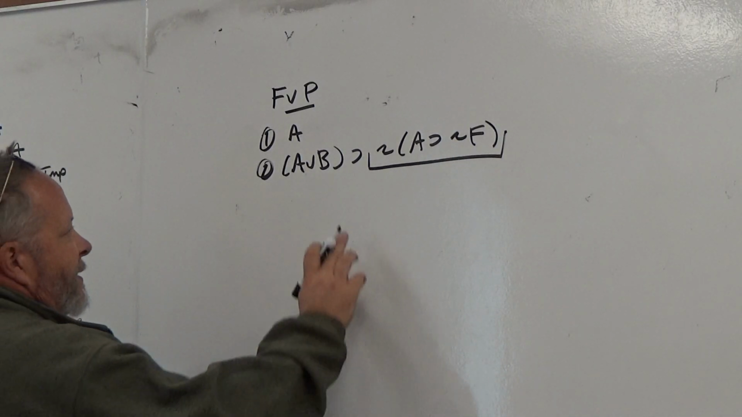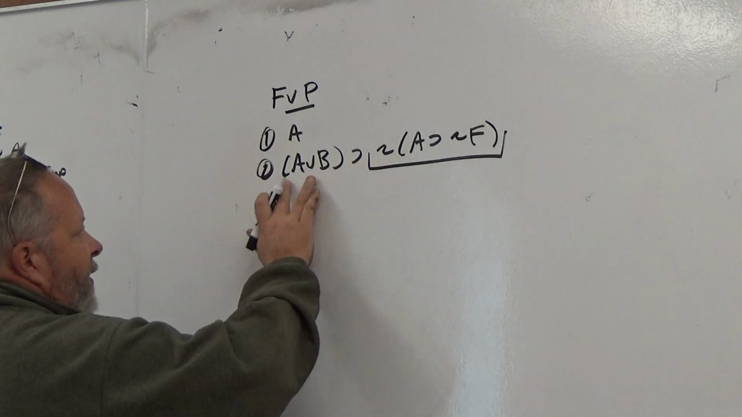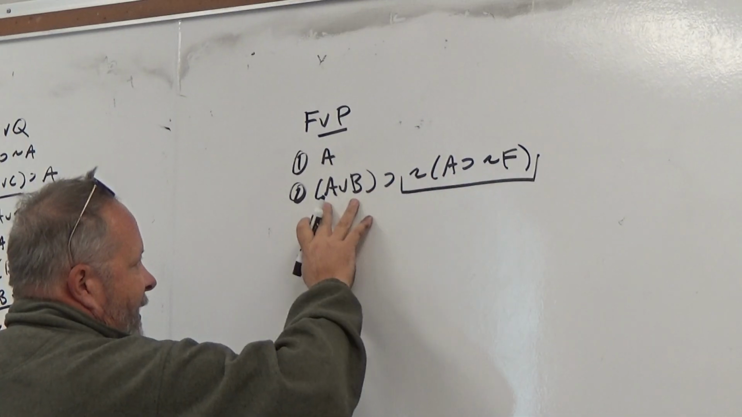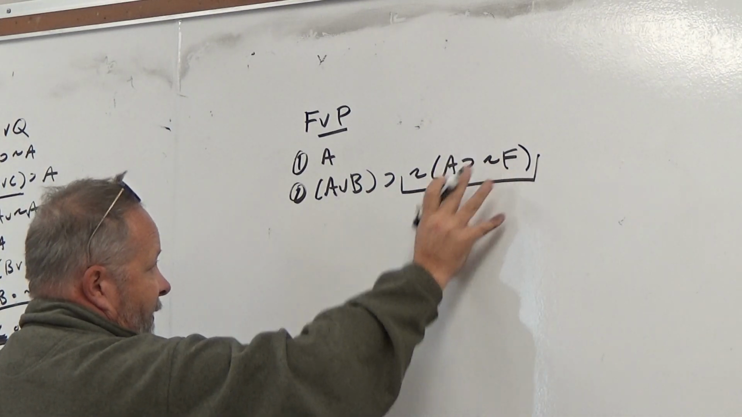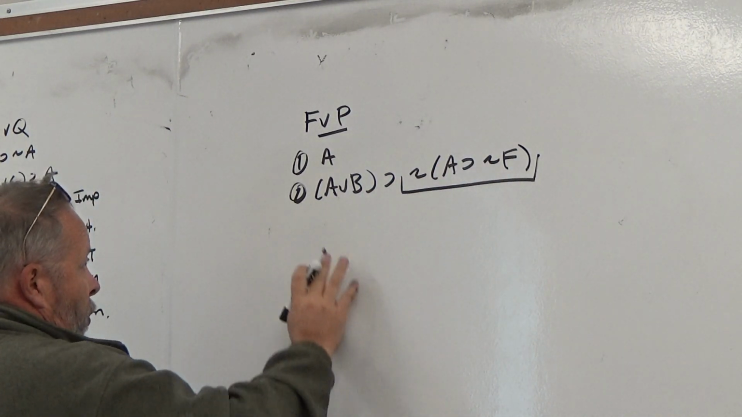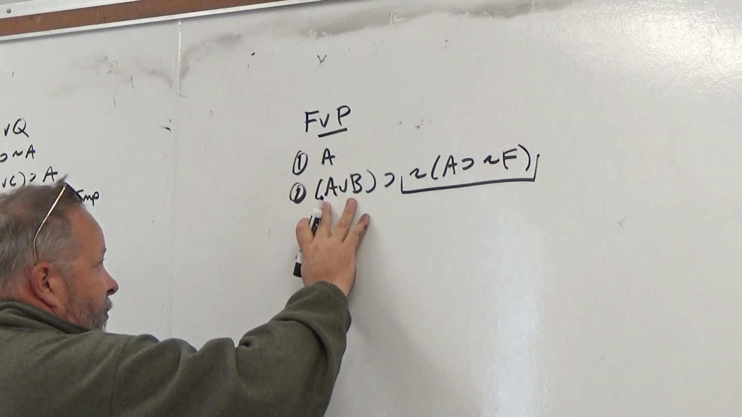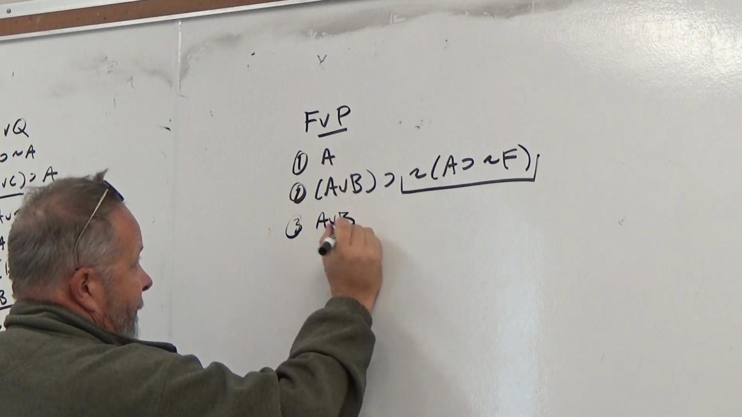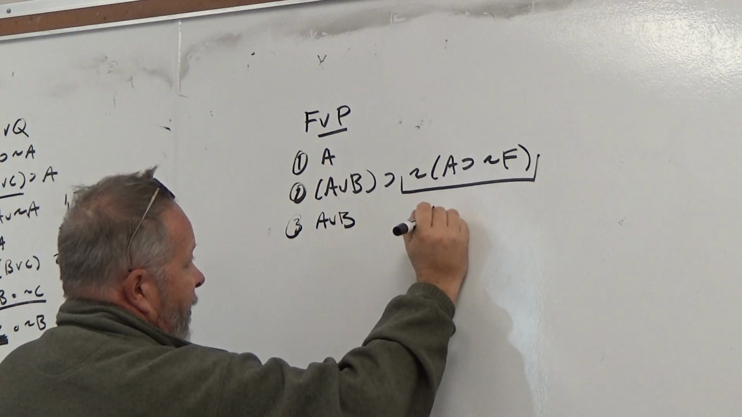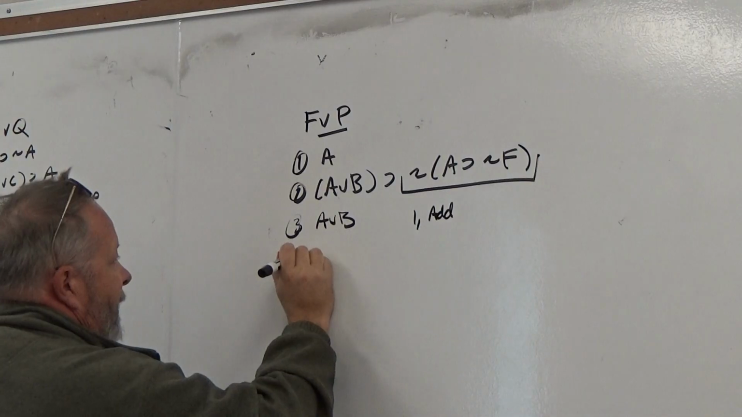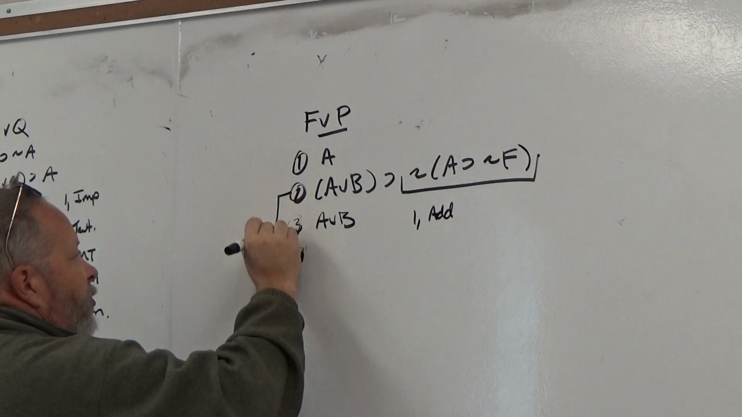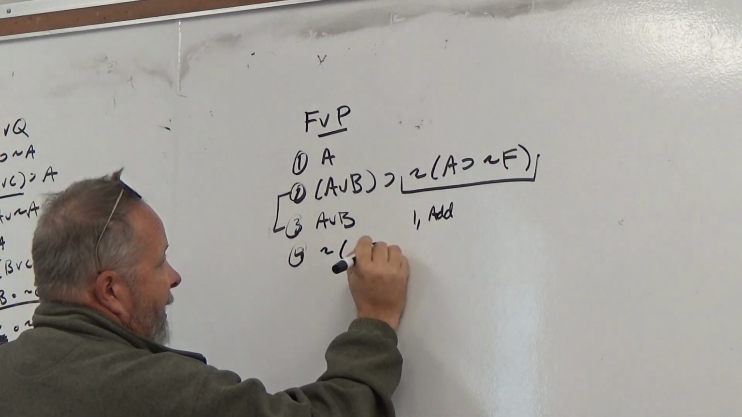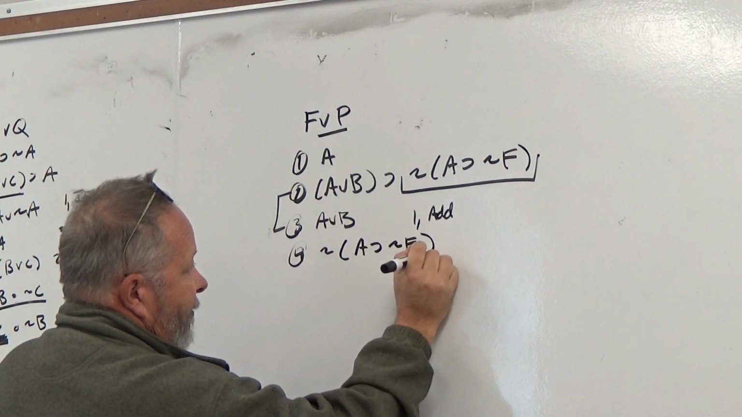Well, what does it say? It says if A or B, then that. So I need to get the A or B so I can get that and try to figure out how to pull an F out of it. Well, first I need an A or B. I only have an A, but that's no problem because I can say A or B from 1 by addition. Okay? And now 2 and 3, I can do the modus ponens and I get not A, then not F.